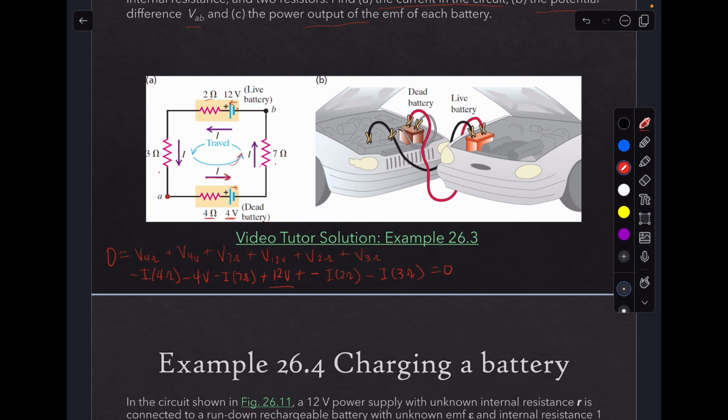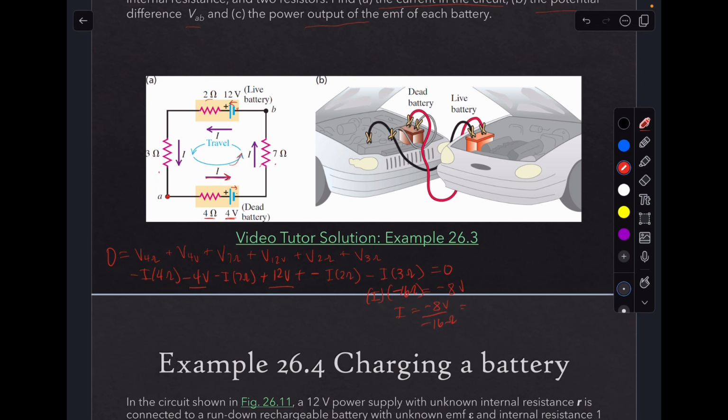So we have a 12 volt here. We have a minus 4 volt here. So that's going to add up to 8 volts. When we move it to the right side of the equation, that'll be negative 8 volts, okay? And then we add up our I's, so we have minus 4I, minus 7I, minus 2I, minus 3I. So that's 5, plus 4 is 9, plus 7 is 16. So we have a minus 16 ohms times I. And so when we solve for I now, we get I equals negative 8 volts over negative 16 ohms.